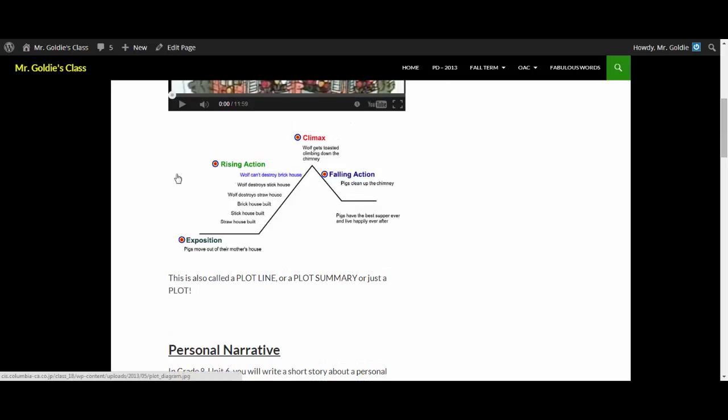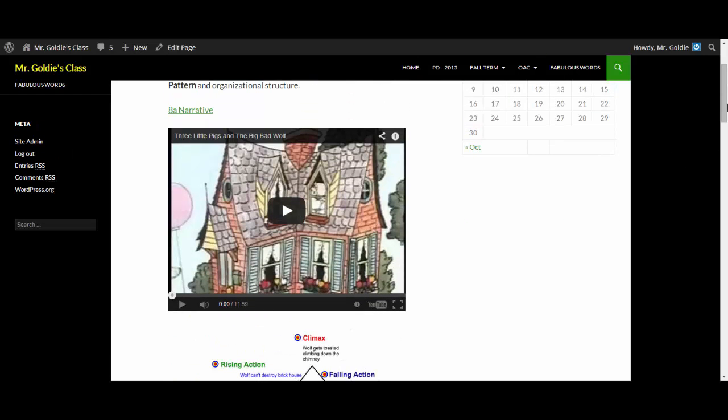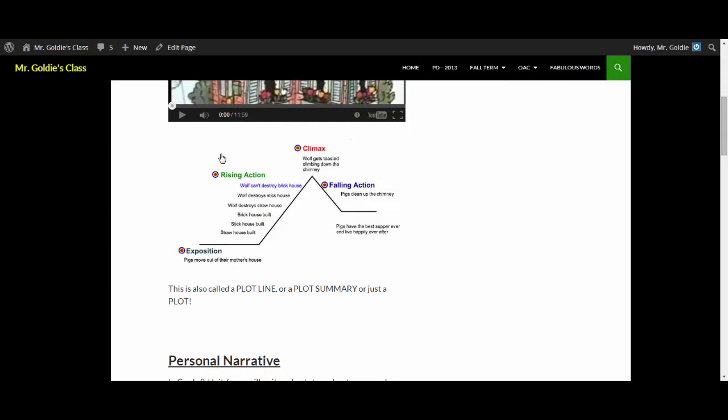Okay, here is that plot line or plot summary diagram again. Some people like to call it a plot mountain diagram because it kind of does look like a mountain. Okay. You can see here the same parts, except for this says exposition, but really it's the same as introduction. Okay? So in the Three Little Pigs story, you can watch it here. I provided it for you. Okay? And you can see how it follows this narrative text pattern.